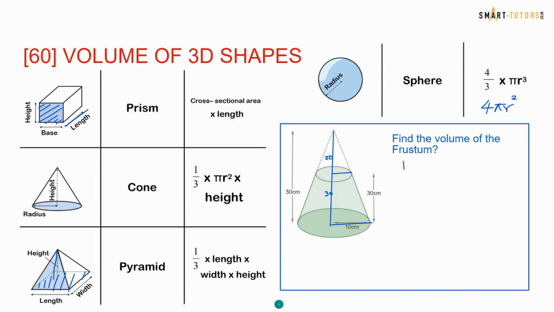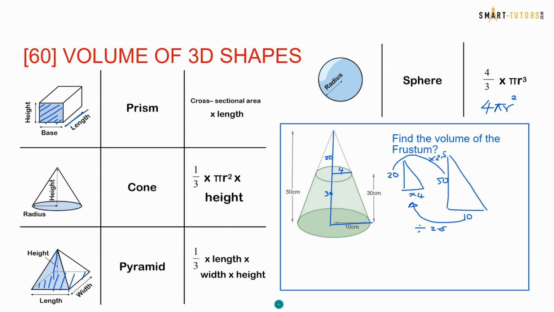So if I draw the small triangle and the big triangle, right? Small triangle is 20, big triangle is 50. Big triangle is 10, and what would this one be? So 20 times 2.5 is 50. So 10 divided by 2.5 is 4. So this radius we found is 4, right?